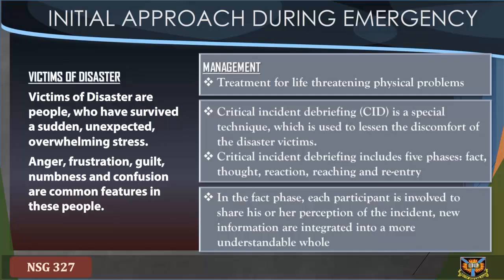5. The thought phase builds on this information by asking participants to reflect on the incident and to share what they were feeling personally during different times of the crisis. 6. In the reaction phase, participants are asked to evaluate the impact of the emotional aspect of the incident. For example, what was the worst part of the incident for you?